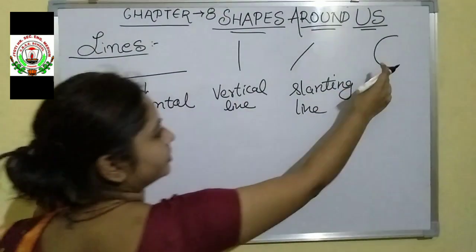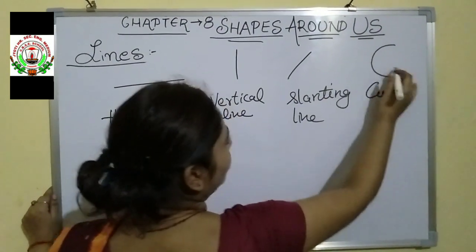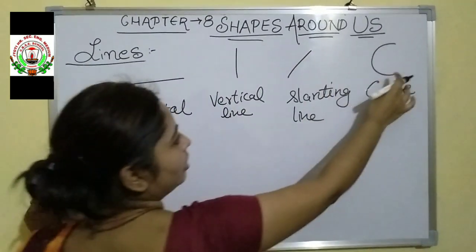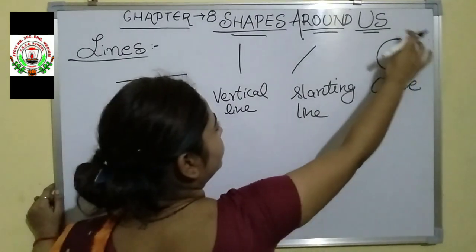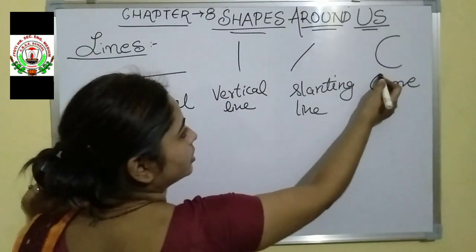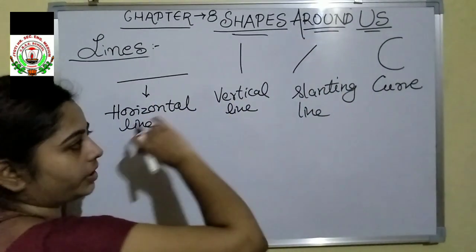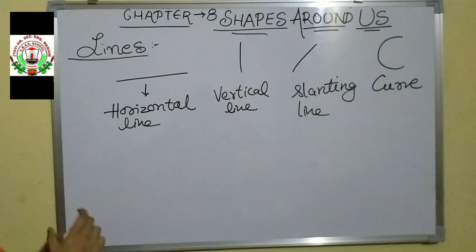This can be called C, yes or no? But it is a form of curve. इसको हम curve बोल सकते हैं. This is an English alphabet. It is similar to the English alphabet C, but it is called a curve. इसको हम curve बोल सकते हैं क्योंकि it is not whole round and it is bent. Okay. So these are the types of line.